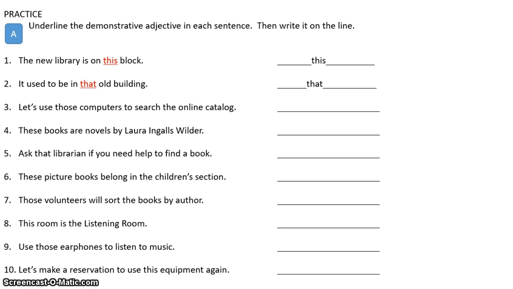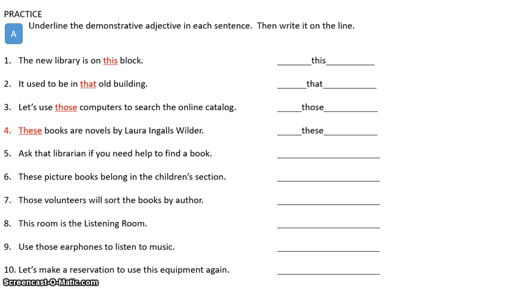So you may have realized that old was an adjective, but we're only looking for the demonstrative adjectives on this page. Okay, number 3. Let's use those computers to search the online catalog. Which computers? Those computers. Number 4, these books are novels by Laura Ingalls Wilder. Which books? These books. All right. So what I'm doing is I'm finding the noun, and then I'm asking the question, which? Which one am I talking about? And so remember, I'm looking for the words this, that, these, and those.